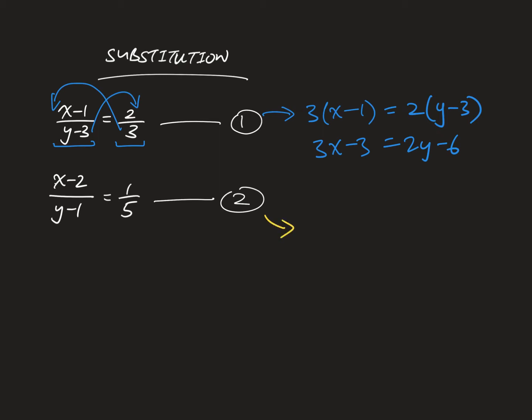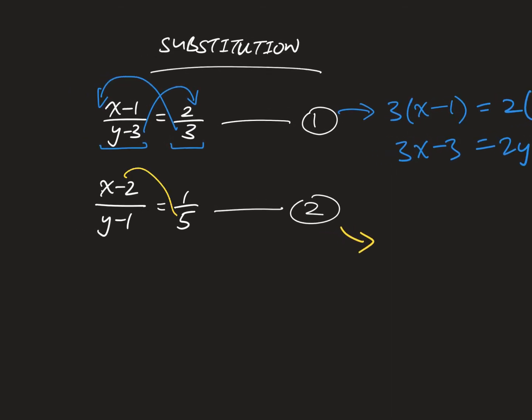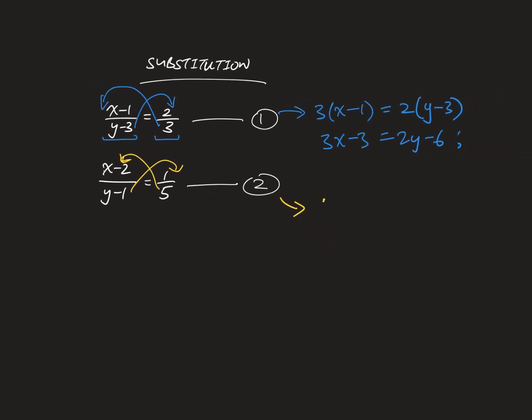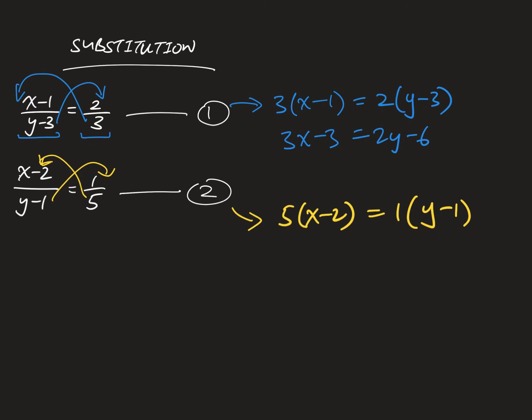For equation 2, we also want to get rid of the denominators, right? So let's cross multiply as well. And what we get is 5 times x minus 2 equals 1 times y minus 1. But of course, as we know, when we multiply something by 1, we don't actually have to write the 1. So let's just write it like this. Let's expand a little bit. 5x minus 10 equals y minus 1.